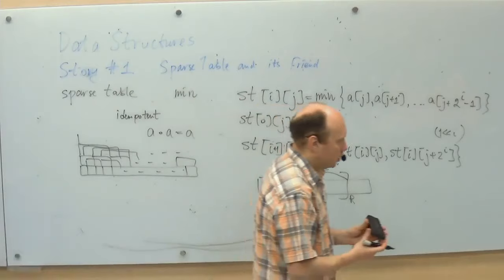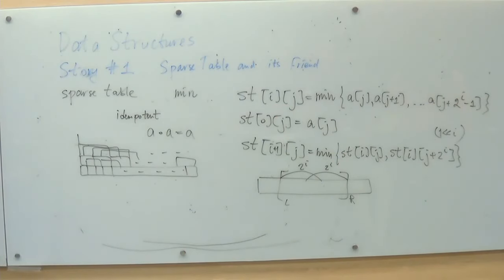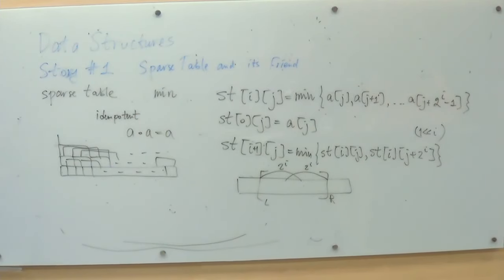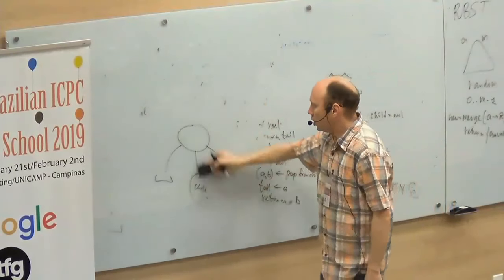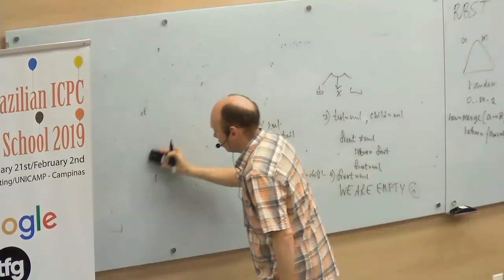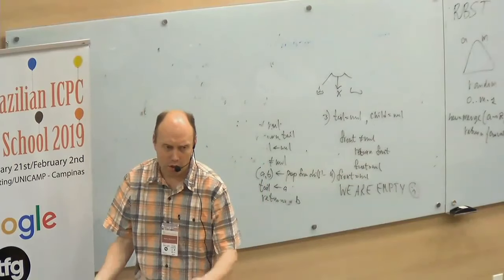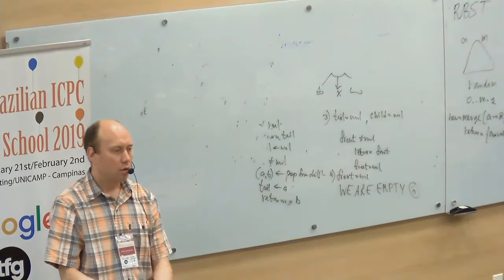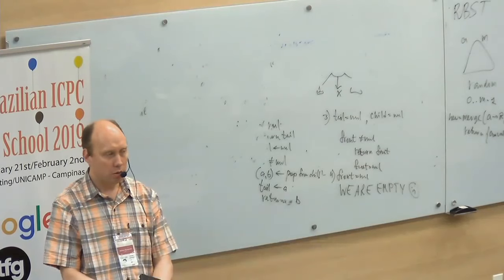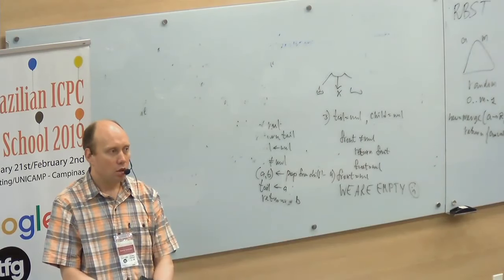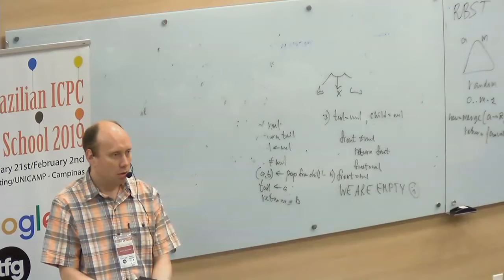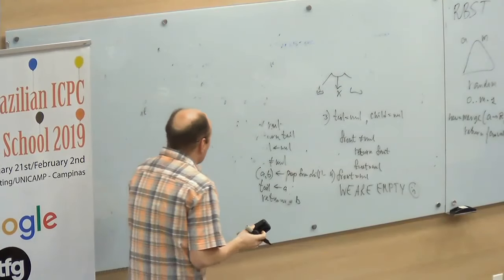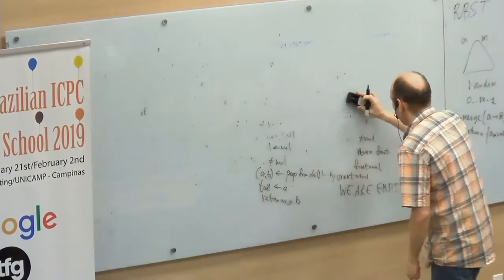Can we get rid of this requirement for the operation to be idempotent and still answer in constant time to any segment queries? The answer is yes, and we have a similar structure to the sparse table that stores just different values. Okay, so let's see.